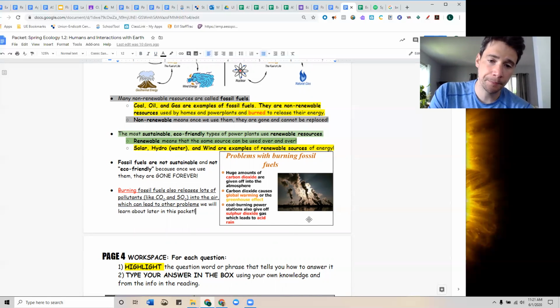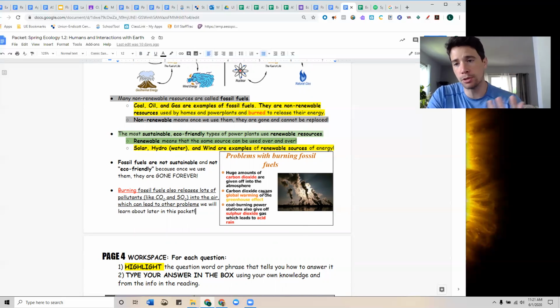And then this can lead to other problems, and we're going to talk about those problems later on in the packet. Okay, so just know that if you burn coal, oil, and gas, they're just gone forever, and they put pollution in the air, right?